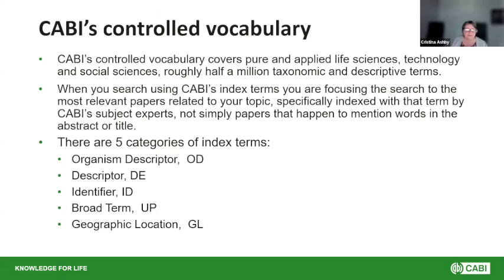So our controlled vocabulary, the indexing terms that we use, include organism descriptors, identifiers, broad terms, geographic locations. And when you're using these terms, you're focusing the search to the most relevant papers related to your topic, which is specifically indexed by us. So they're not simply papers that happen to mention the words and not really be about those topics. So you really focus your search by using the CABI controlled vocabulary.